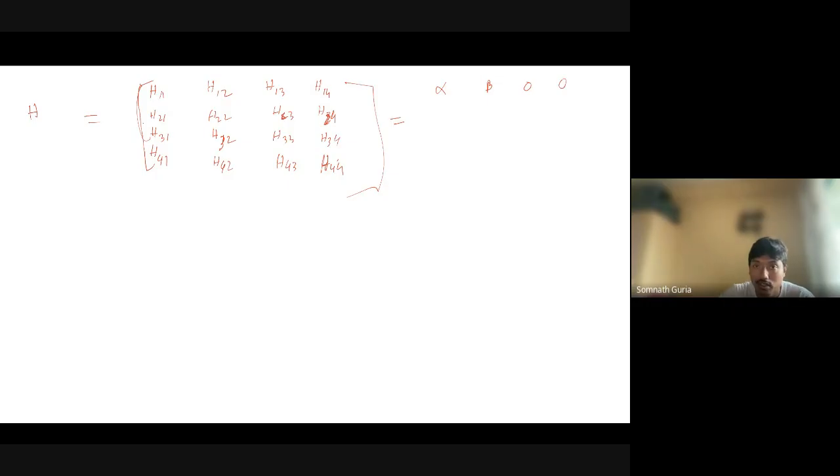Similarly, H21 is beta, and H22 is alpha. Then H23 will be beta, and H24 will give you 0. Similarly, H31 will be 0, H32 will be beta, H33 will be alpha, H34 will be beta. Also H41 is 0, and H42 will be 0. Similarly, H43 will be beta, and H44 will be alpha.